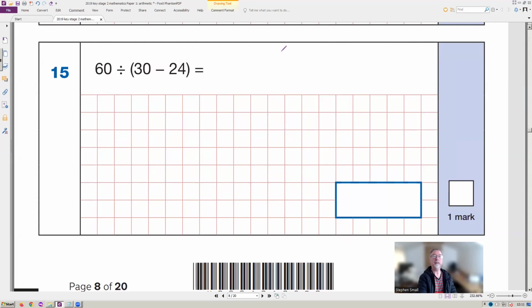Okay, rules of BIDMAS: brackets, indices, division, multiplication, addition, subtraction. You do brackets first. So we do this bit first. I can see that the difference between 30 and 24 is 6. So I'm going to do 60 divided by 6. And if we do our thing, I think we can see the answer is going to be 10. 6 into 60. 6 once, nothing left over, 10.